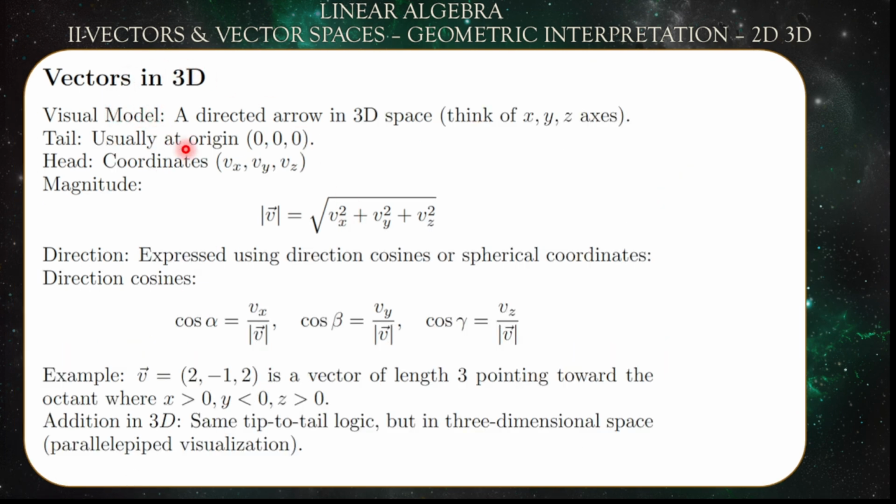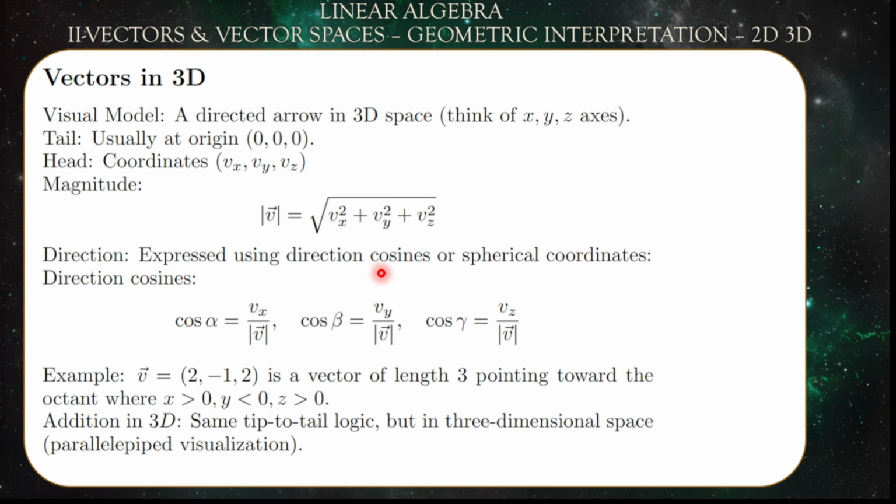Vectors in 3D, visual model. A directed arrow in 3D space. Think of X, Y, Z axes. So instead of a flat 2D surface, you have it in 3D. It's sprouting in a 3D environment. The tail usually starts at the origin 0, 0, 0. The head has the coordinates Vx, Vy, Vz. The magnitude V is equal to the square root of Vx squared plus Vy squared plus Vz squared.